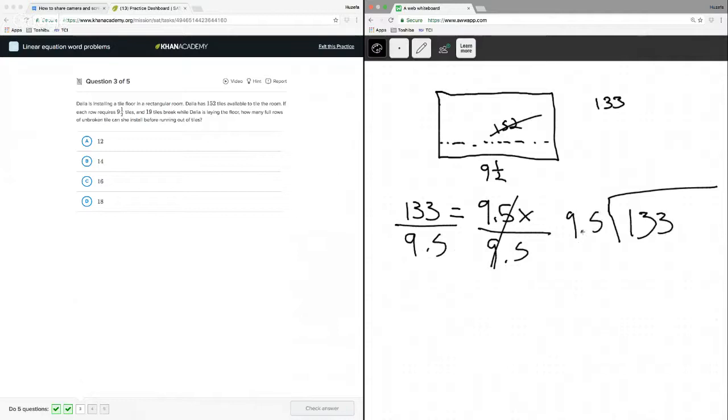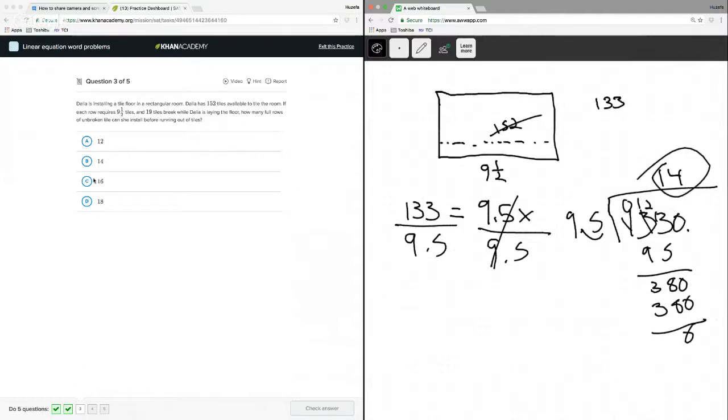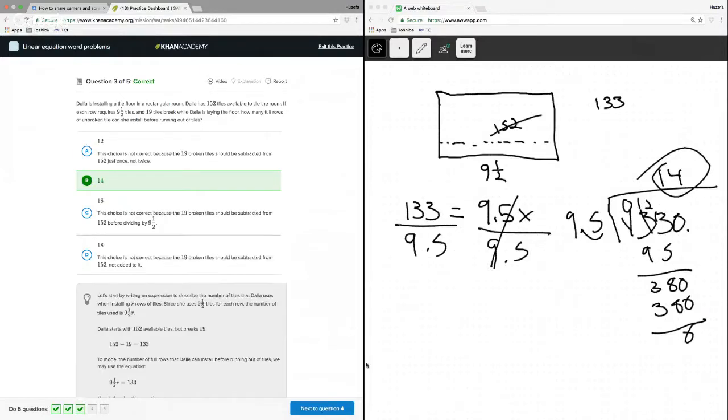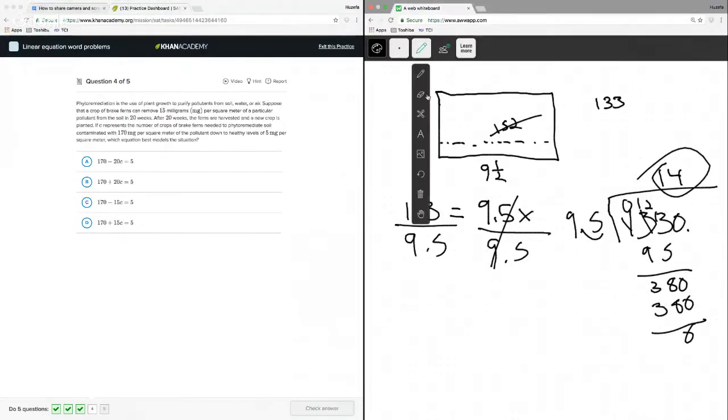9.5. We're going to move this decimal over, this decimal over. Okay. So now 95 goes into 133 once. 95. That's no surprise there. 133 minus 95 is 38, so 380. And then 95 goes into 380, oh, it's 4. So this is going to be 14 because 4 times 90 is 360, and 4 times 5 is 20, so it's 380. It goes in exactly 14 times. So my mental math was a little off there. Okay, there we go. Let's go on to question 4.